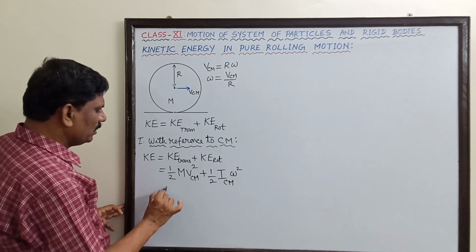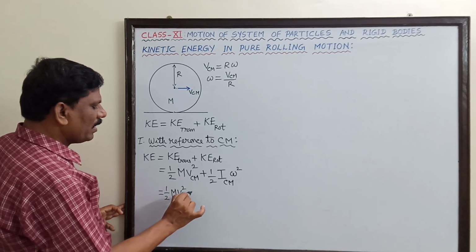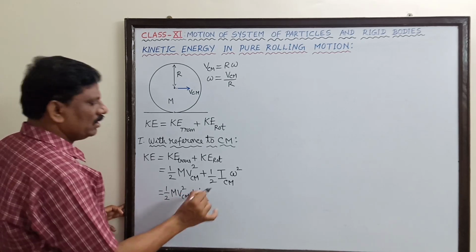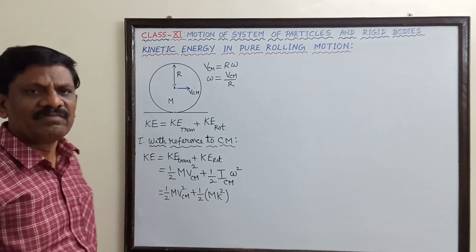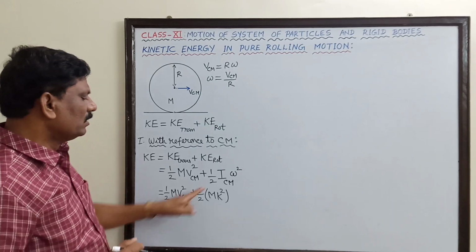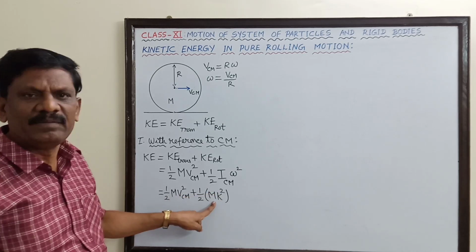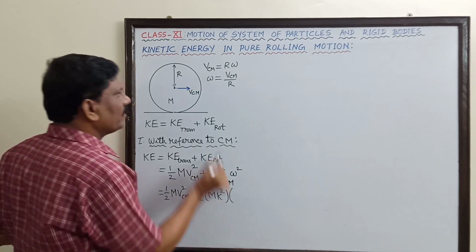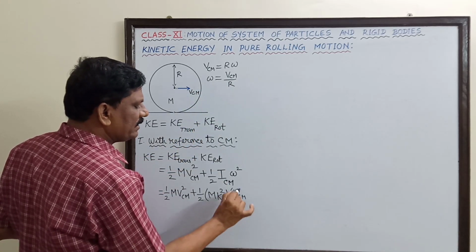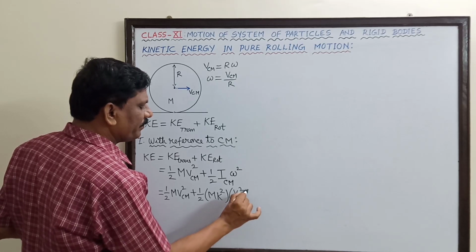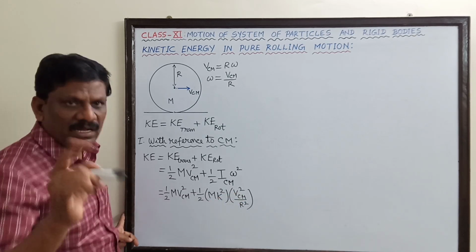So this is equal to half m into v square cm plus half into I cm, which is m k square, where k is the radius of gyration. Understand? So instead of I center of mass, I have substituted m k square, into omega square. What is omega equal to? V cm by R. So this is V cm square by R square, because it is omega square. So V cm by R the whole square is V cm square by R square.